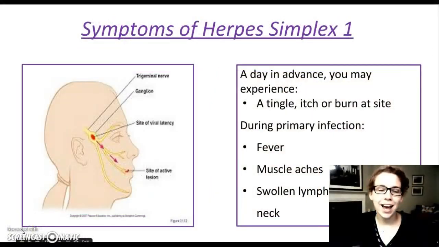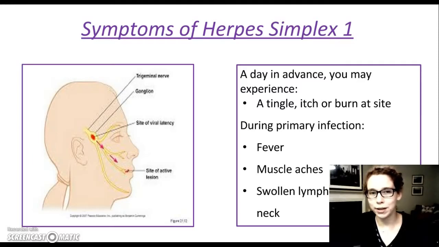Hi, my name is Laura. I'm going to be telling you about the symptoms, signs, and transmission that are associated with the herpes simplex 1 virus. I am actually speaking from firsthand experience, as I am a carrier of the virus. So everything I'm going to be talking about, I have experienced personally.